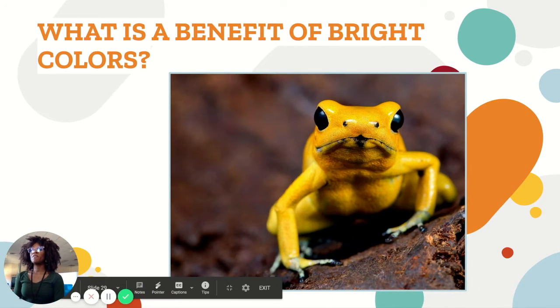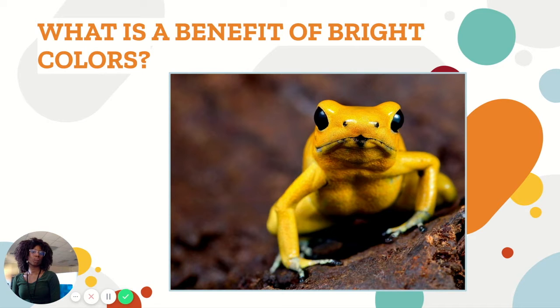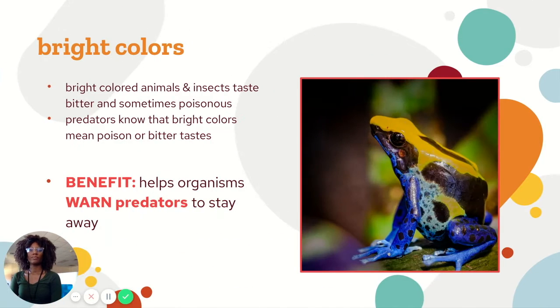So what do you think is a benefit of bright colors? Exactly. Bright colors are going to be a warning. The benefit is to help organisms warn predators to stay away. So predators definitely can see it. They see these, right? But they also see, I don't want to mess with it because the colors are like, nah, don't mess with me, I'm poisonous.